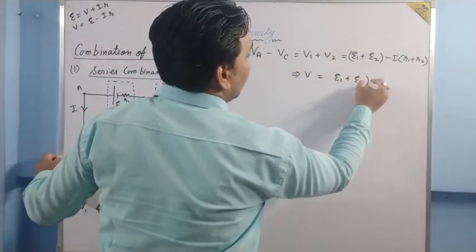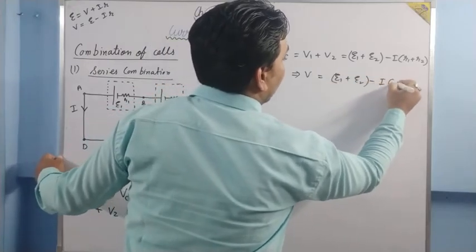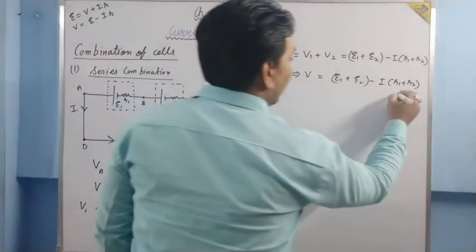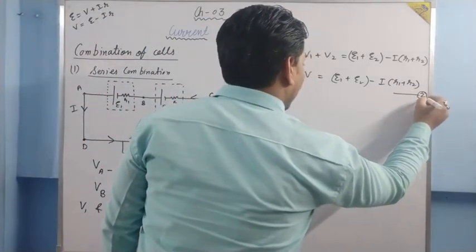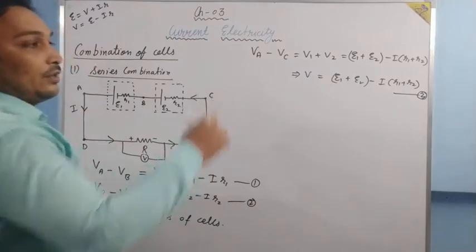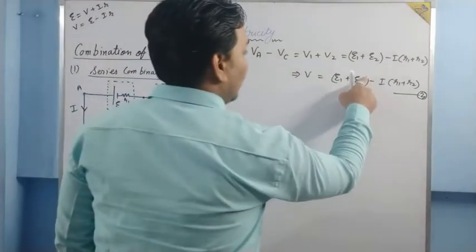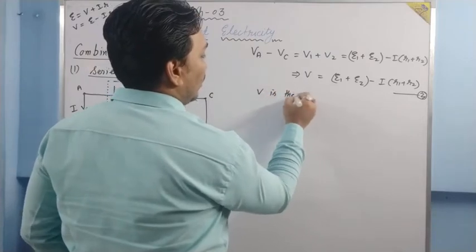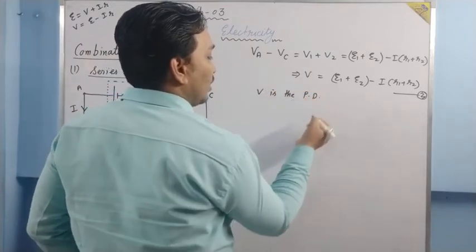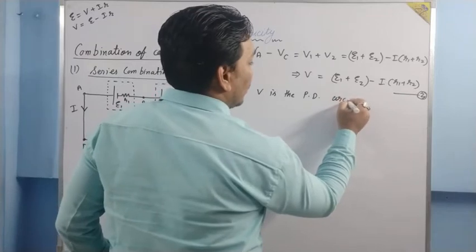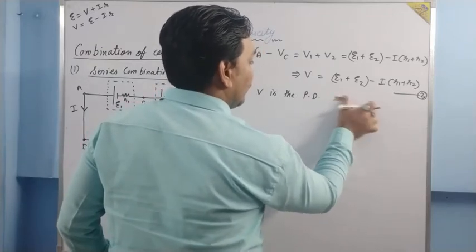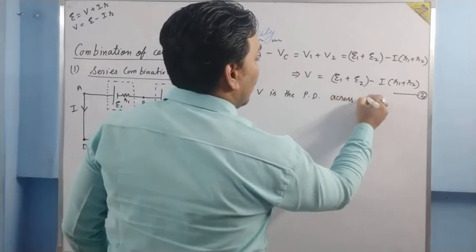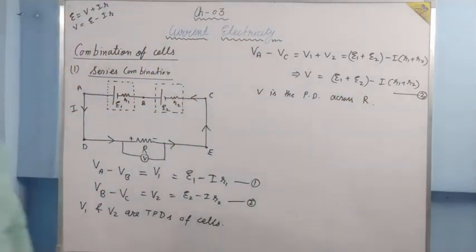So in place of V1 plus V2, we should write capital V is equal to E1 plus E2 minus I R1 plus R2. Let this be equation number 3. I think 1, 2 I have made, so that equation is 3. Now let me write what is that V. V is the potential drop or potential difference across capital R.